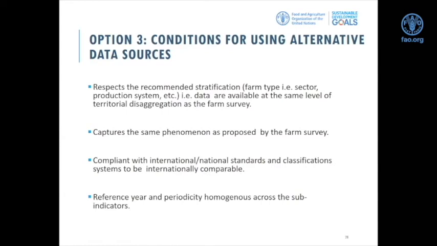It should capture the same aspect or phenomena as proposed in the farm survey, as described in the sub-indicator metadata sheets, with at least the same quality considering the scientific standard that we just spoke about. Plus, these alternative data sources need to be checked as to whether they are representative of the situation at the national level with respect to agricultural land area, taking into account the main agriculture region types. And we need to also check whether they are compliant with international and national standards and classification systems in order to ensure that the indicator is internationally comparable.